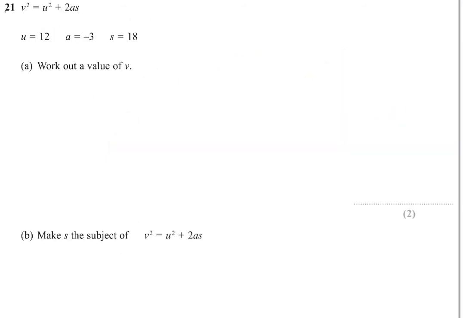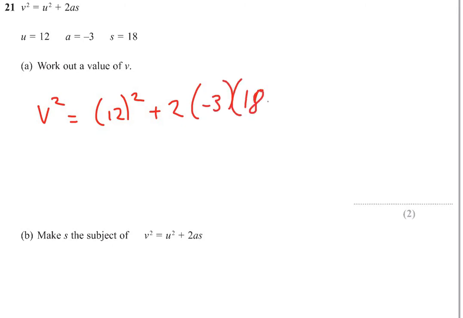Okay, substitution. V squared equals U squared plus 2AS. We all know these equations. Work out the value of V. So V squared, U squared is 12 squared plus 2 times minus 3 times 18. 12 squared is 144 plus, well, minus 3 times 18 is minus 54. So 2 times that is minus 108.